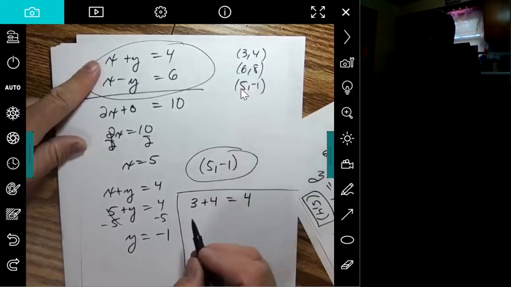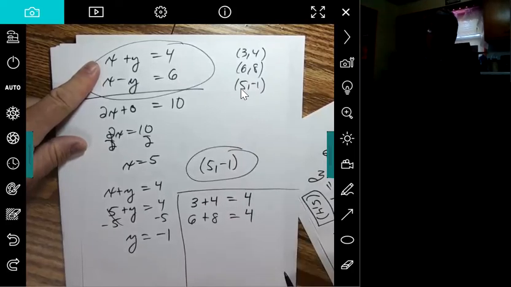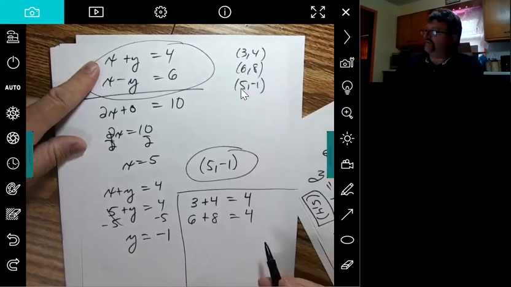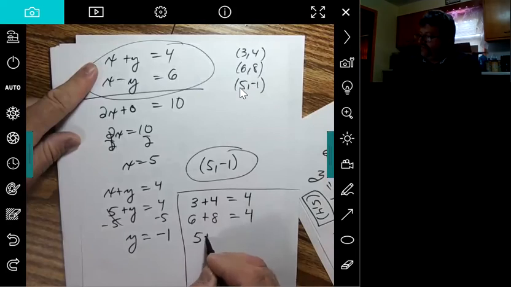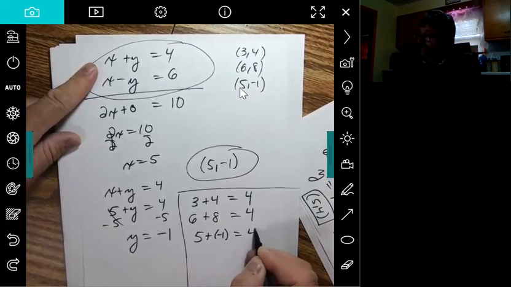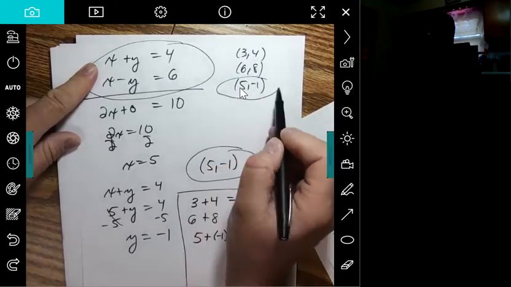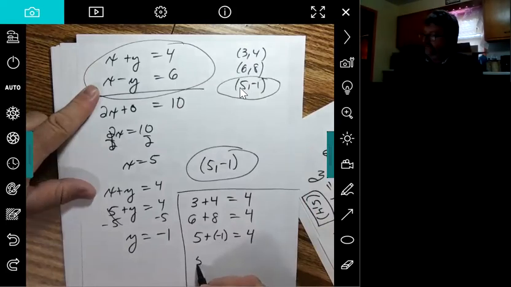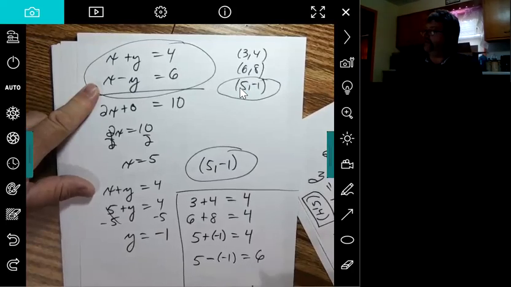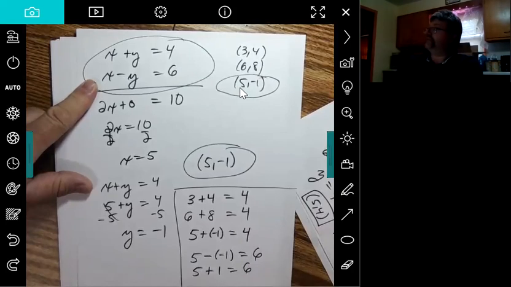All right, let's try the (6, 8). 6 plus 8 has to equal 4. Okay, well, that's no good. I made these two up, right? Well, then I try my third possibility. 5 plus -1 has to equal 4, and it does. So, okay, so far so good. But the proposed solution has to work in both equations. So now I have to go down here and try it down here. 5 minus -1 has to equal 6. Otherwise, there's trouble. And minus negative is plus positive, so it does equal 6.